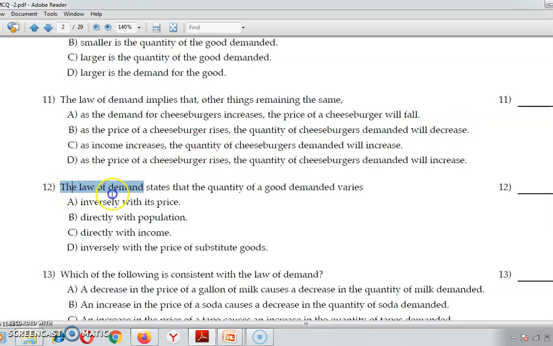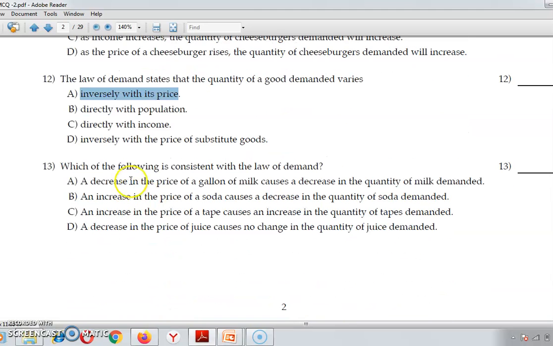12 नम्बर हेरौं. The law of demand states that the quantity of a good demanded varies inversely with its price, directly with population, directly with income, inversely with the price of substitute goods. यसको आन्सर के भयो हाम्रो हजुर हामी थाहा छ लॉ अफ डिमान्डले भन्छ नै क्वान्टिटी डिमान्डेड जहिले पनि प्राइस सँग इन्भर्सली रिलेसन हुन्छ उल्टो सम्बन्ध राख्दछ.